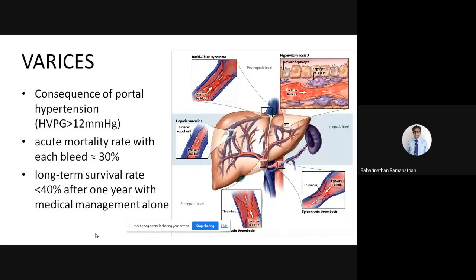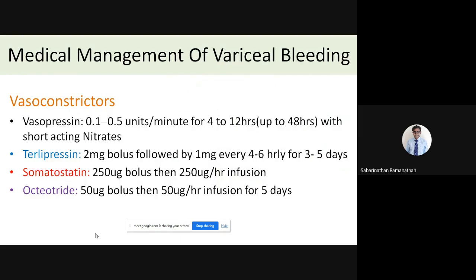Then we will see the variceal bleed. Variceal bleed occurs because of portal hypertension, where HVPG is more than 12 millimeter of mercury. Mortality is about 30% with each bleed. The long term survival rate is less than 40% after 1 year with medical management alone.